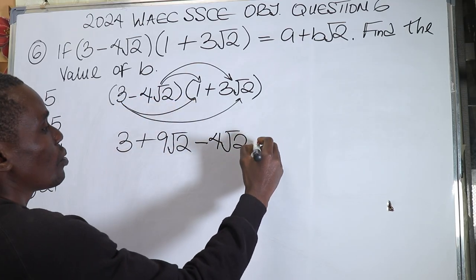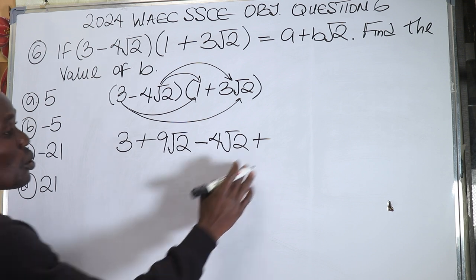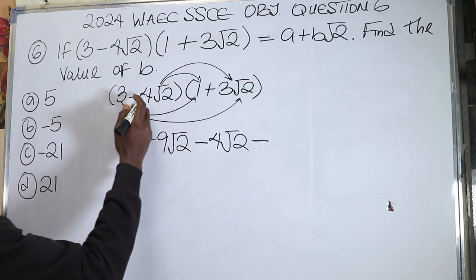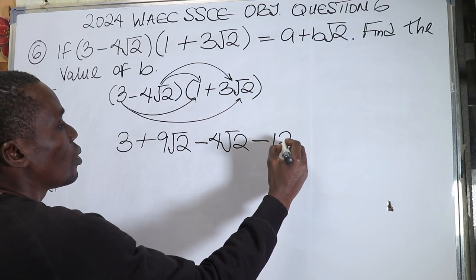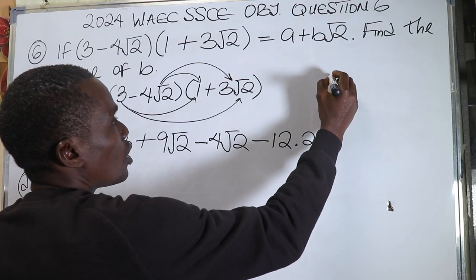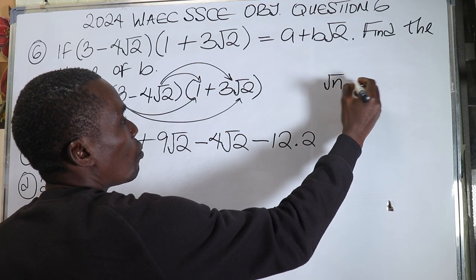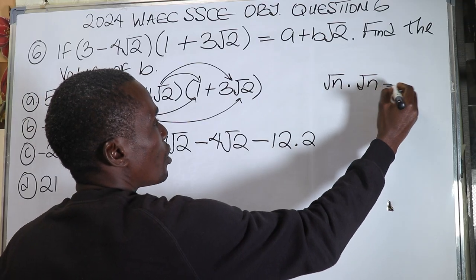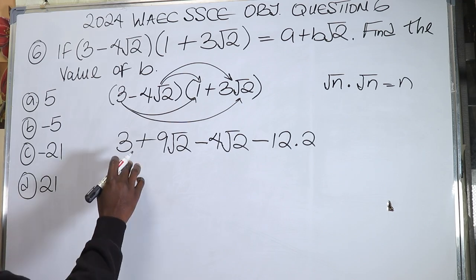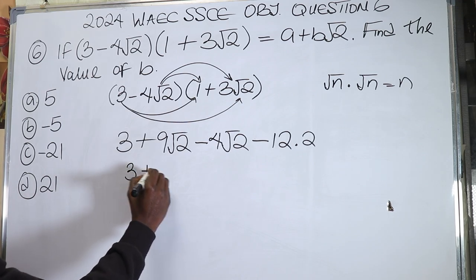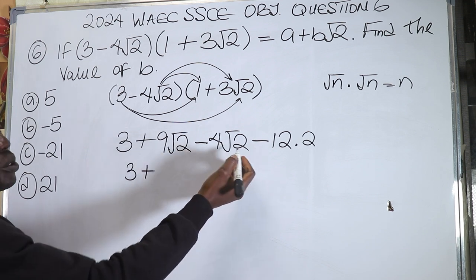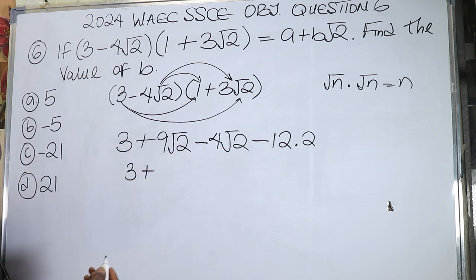Minus times plus will give us minus, right? Minus times plus will give us minus. 4 times 3 will give us 12. Then root 2 times root 2 is going to give us 2, because in surds, if you have a root of a value multiplying the root of another value, that will give you that value. Take note of that. So this is going to give us 3 plus 9 root 2 minus 4 root 2. Because they have the same root, we can subtract and add them.